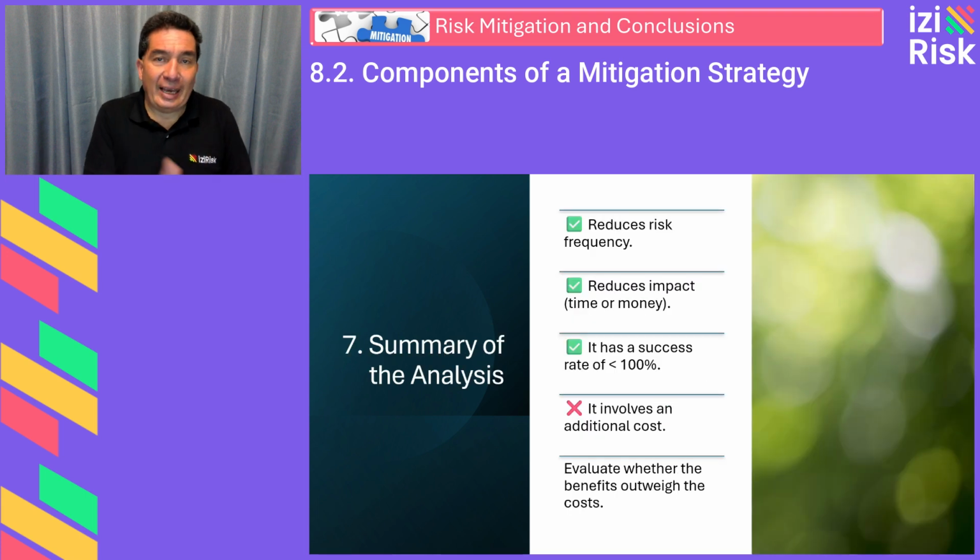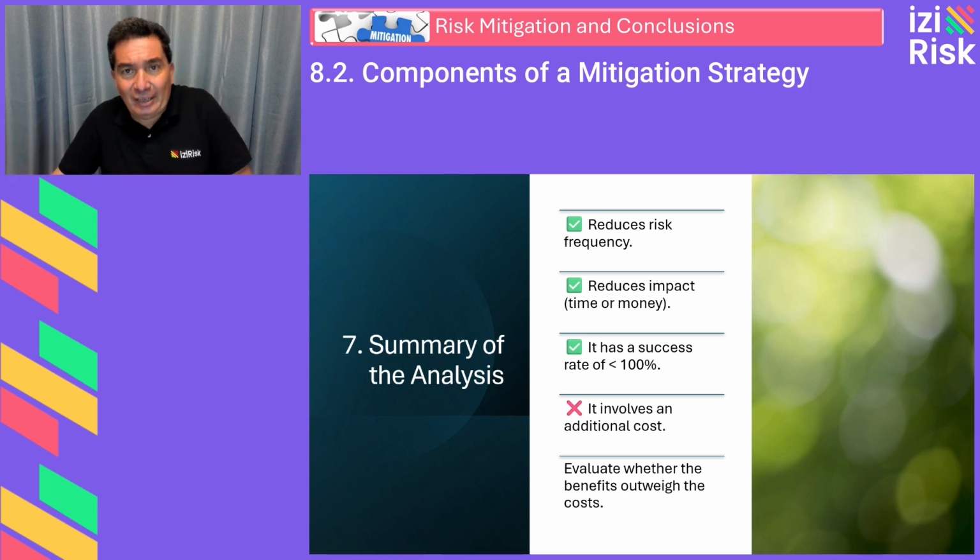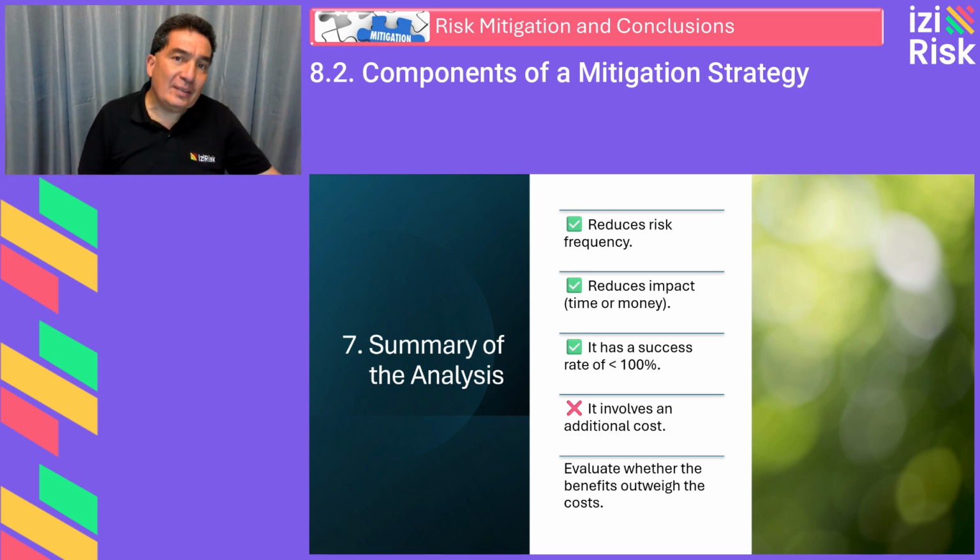So we summarize: a mitigation strategy may reduce the frequency of the risk, reduce its impact in time and cost, and have a probability of success less than 100%. But it involves an additional cost. The ultimate goal is to determine whether the mitigation benefits outweigh the cost of implementation.